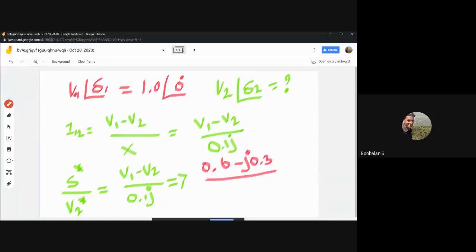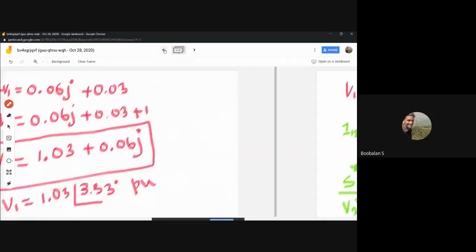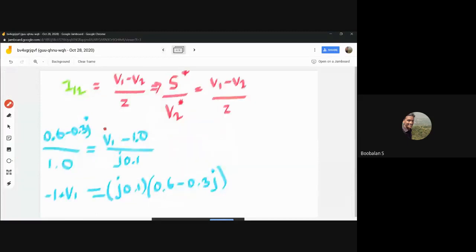So only V1 we know, V2 we don't know. Just keep it as it is. V2 complex conjugate equals V1, which we already know, 1.0, minus V2, which we don't know, divided by 0.1 J. In our previous equation we had only one unknown variable, so after substituting the known values you could easily rearrange it and calculate it.